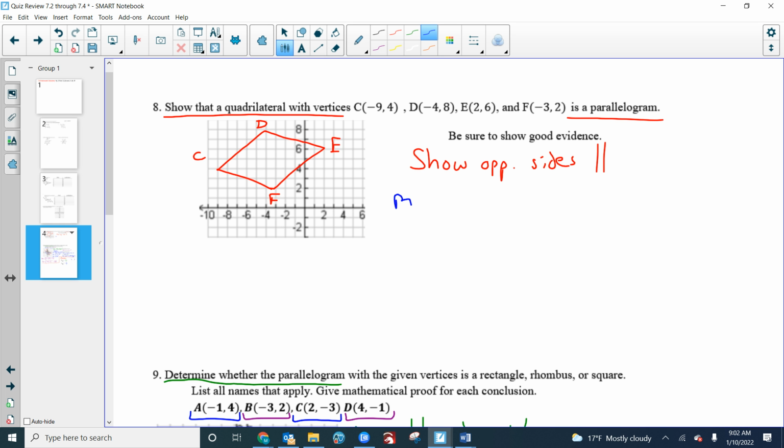We're going to do the slope of CD. And because I expect it to be the same as the slope of FE, I'm going to do that one next. And then I'm going to do the slope of the other 2 that should go together, the slope of DE and the slope of CF. Those are the pairs of slopes that should be the same. C to D, I go up 1, 2, 3, 4. I rise 4. I run 1, 2, 3, 4, 5.